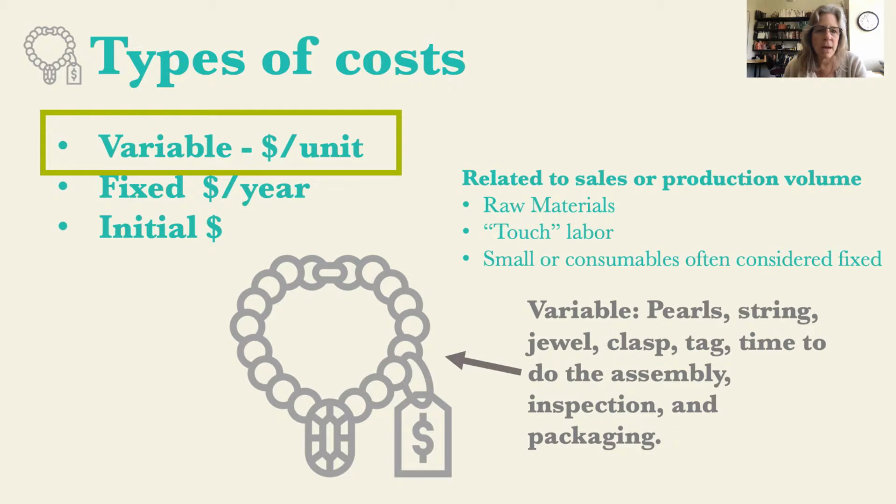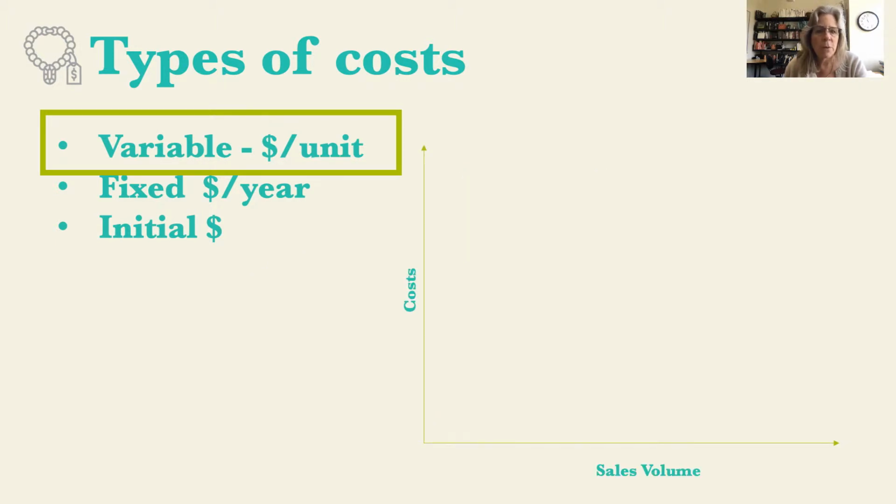Examples of this, if you're making a pearl necklace like the one shown here, would be the pearls, the string, the jewel, the clasp, the tag, the time to do the assembly of each item, and inspection and packaging. All of those would be considered variable costs. Now, if we look at a graph with sales volume on the x-axis and costs on the y-axis, these variable costs are just a slope up. The slope would be the dollar per unit change in total cost, increasing over the sales volume amount.